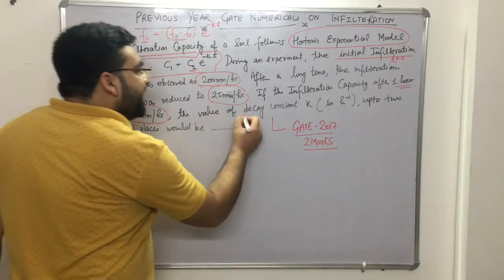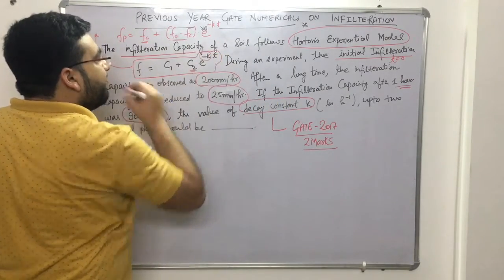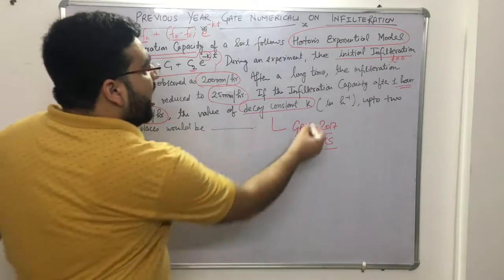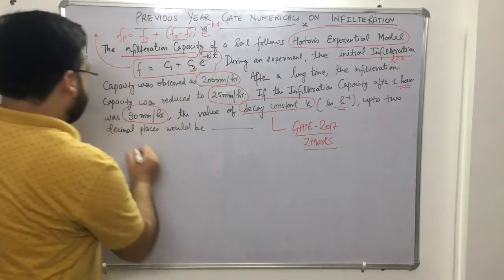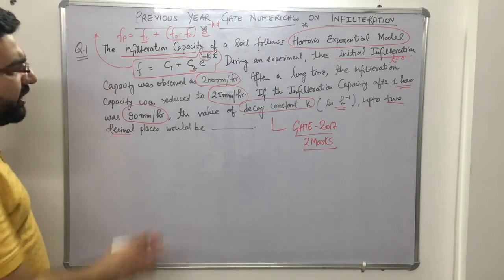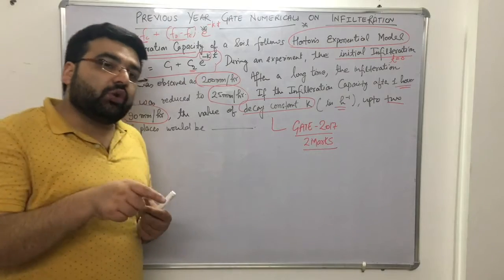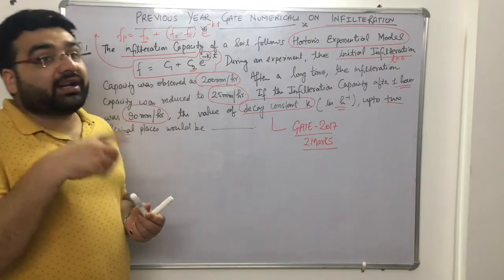The value of decay coefficient, so we have to get the value of this K actually, in per hour, up to 2 decimal places. So this is a very straightforward numerical. You will be able to answer if you know what is F naught and what is Fc, right?